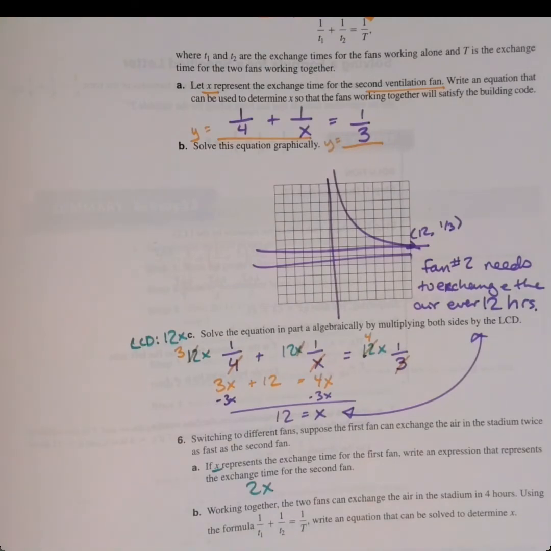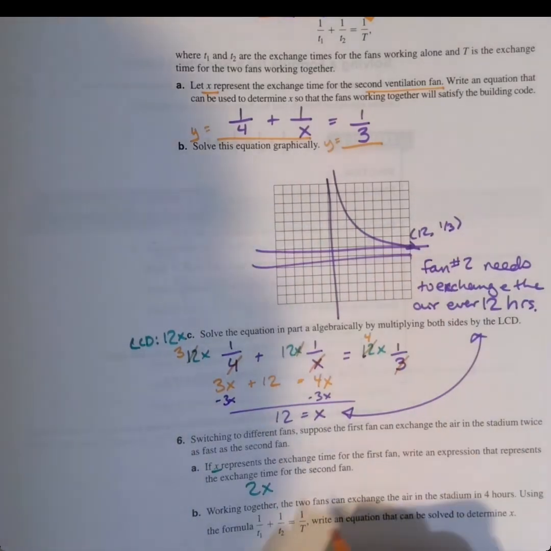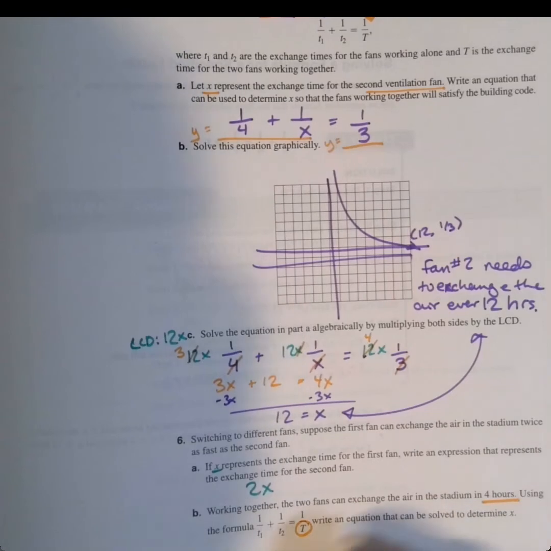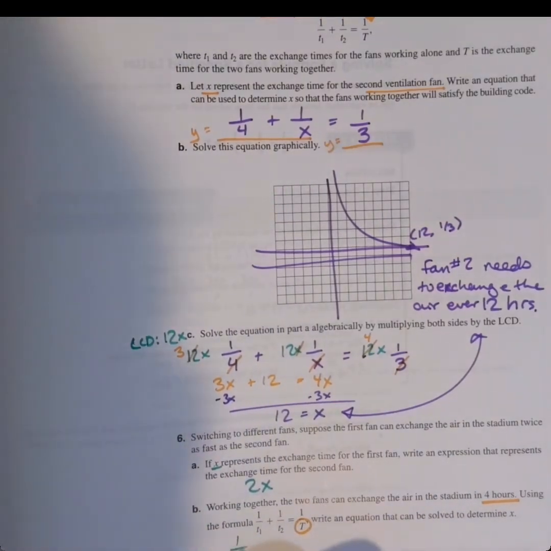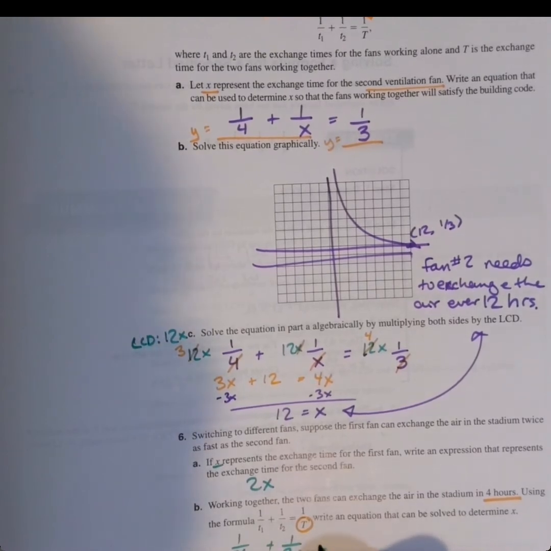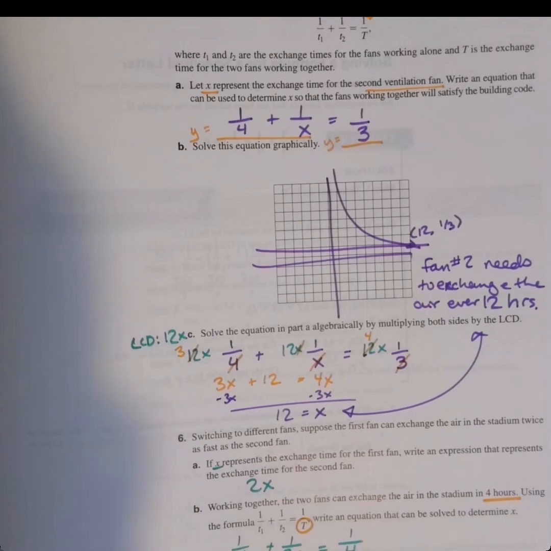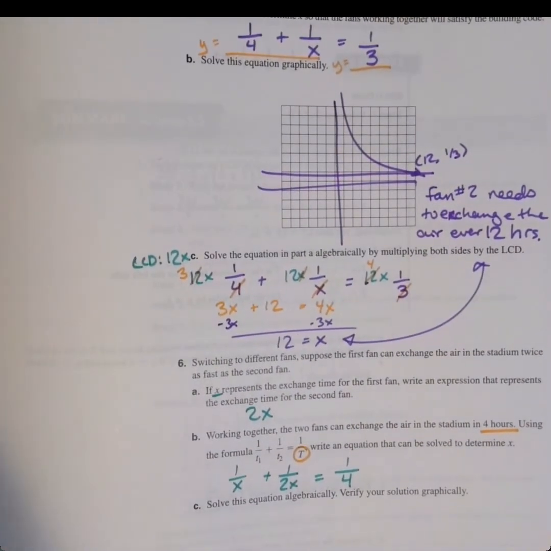So it's a little bit slower. It's going to be twice the speed, so it's going to take twice as long. So 2x. Working together, the two fans can exchange the air in this stadium in 4 hours. So their total together is 4 hours. And so we'll have 1/x + 1/2x = 1/4 for their exchange rate together. Solve algebraically.